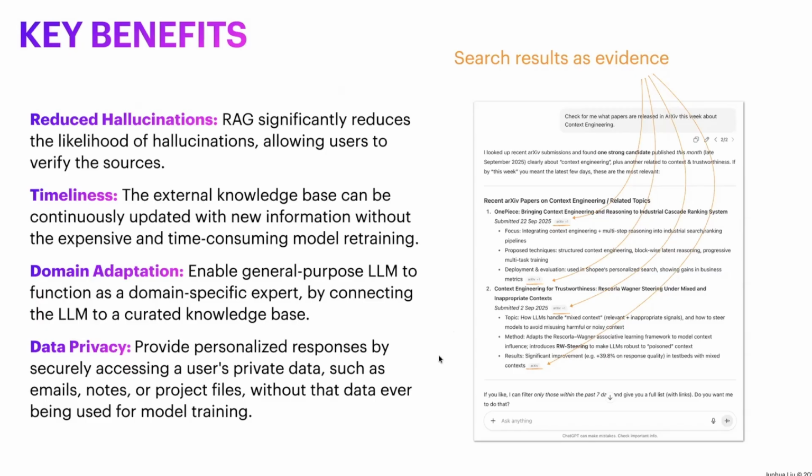And finally, we can achieve data privacy by providing personalized responses, securely accessing a user's private data, such as email, notes, or project files, without having the LLM know this data. All of this can be stored on our own on-premise devices, and the LLM does not have access to it. So here is a screenshot that shows ChatGPT answering a query with search. When it generates its response, the citations and the sources are all listed.